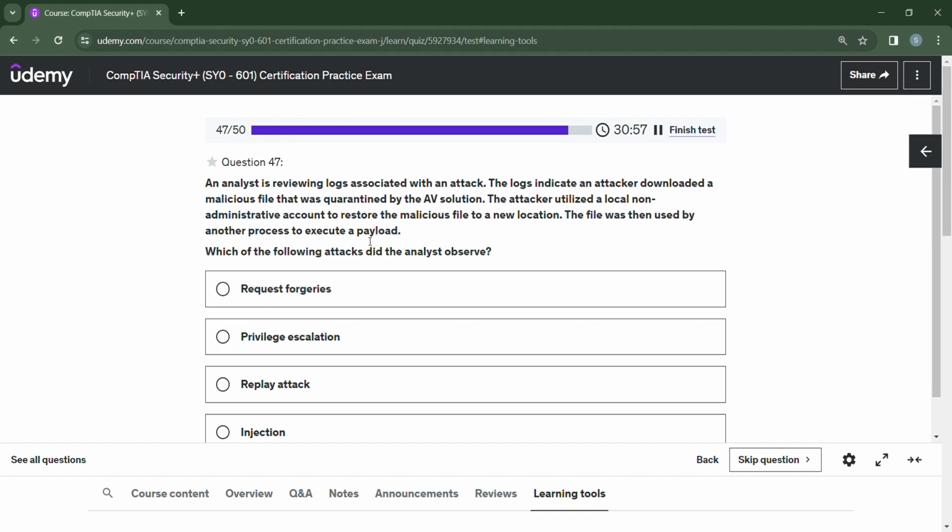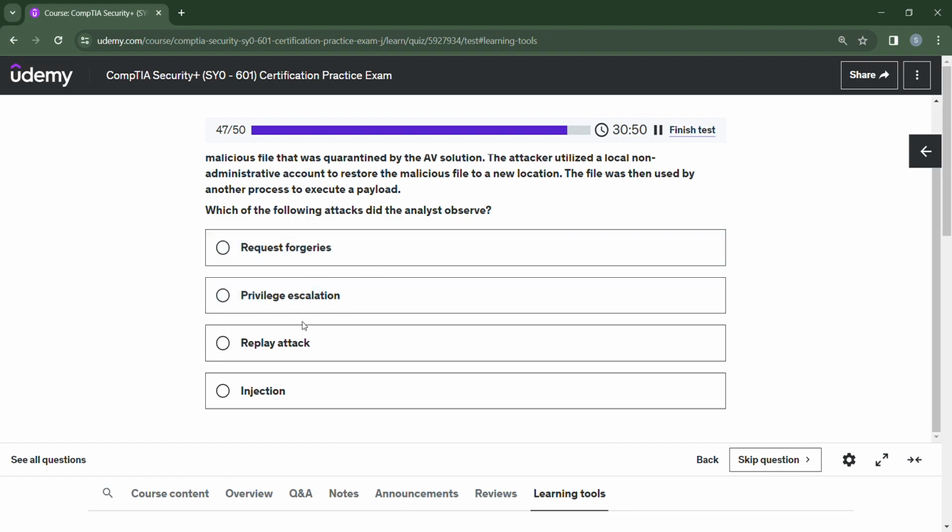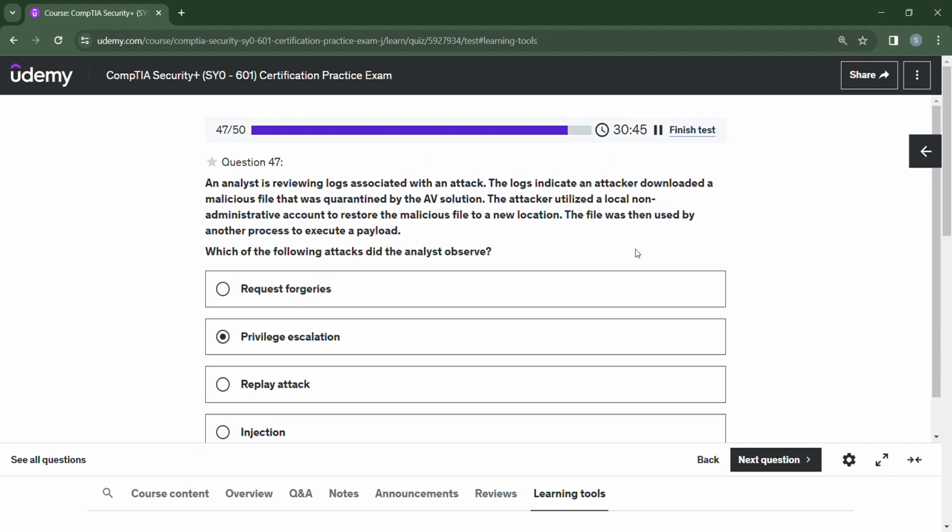Utilize a local non-administrative account to restore the malicious file to a new location. Like, the only one that makes sense here is privilege escalation, because they logged in as a non-administrative account.